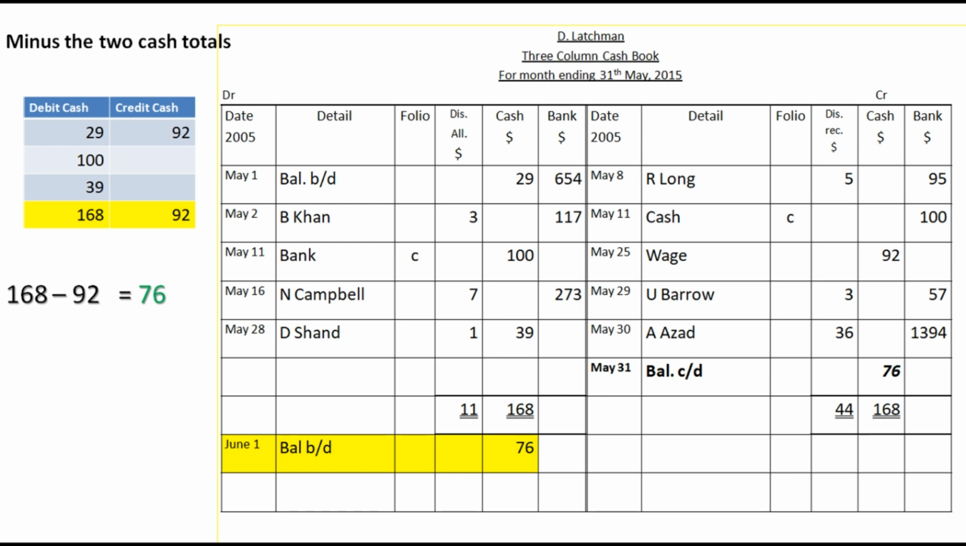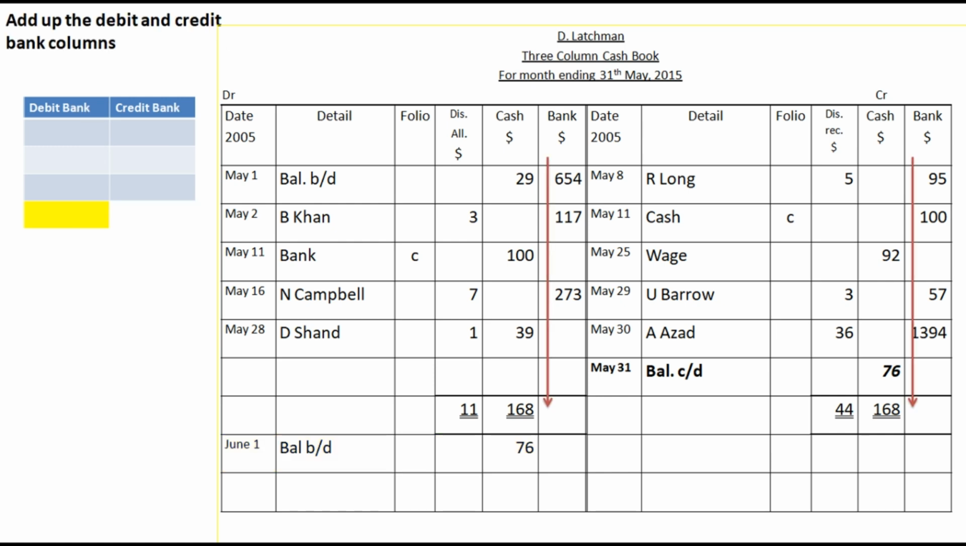Next, we have to add up both columns, the debit and the credit column, for the bank account. So we're going to add up the debit column side first. For the bank, we have $654, $117, $273. And when we add it up, we have $1,044.